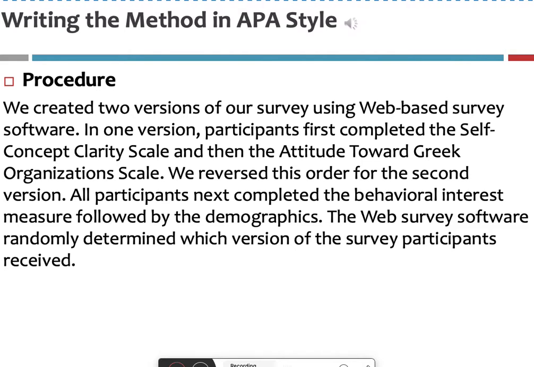So the next 2 slides are, again, providing just an example of what the procedure section would look like. And the examples are specific to the research question that's covered in this chapter on self-concept and attitudes toward Greek organizations.